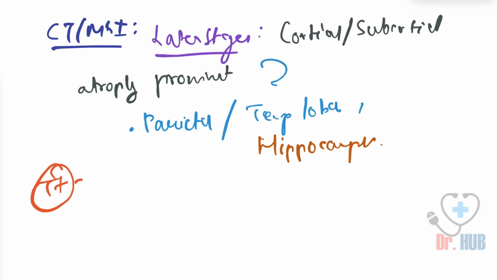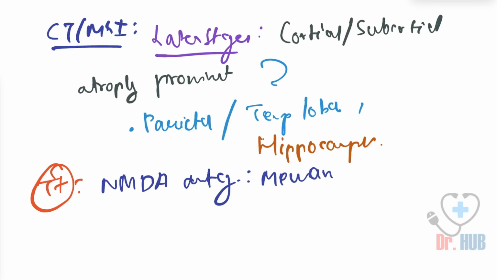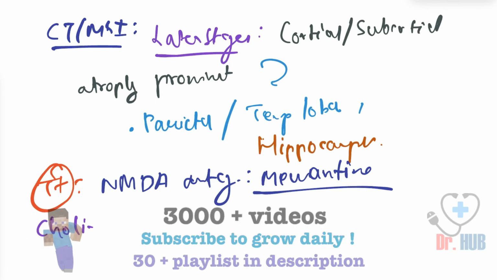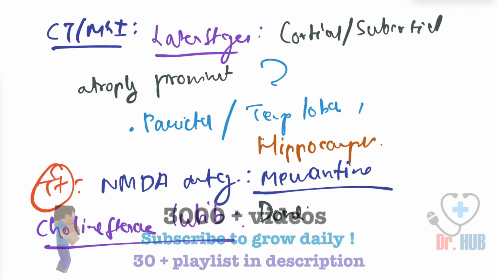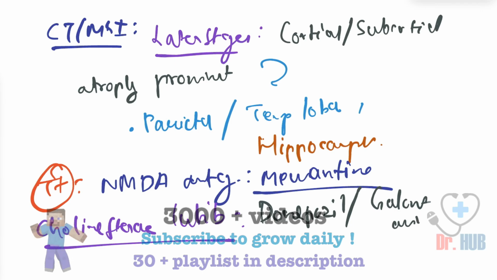Then we look at the treatment. So how do you treat this? The treatment is with an NMDA antagonist, that is memantine. Then we also have the cholinesterase inhibitors. What does this include? It includes donepezil, galantamine, as well as rivastigmine.